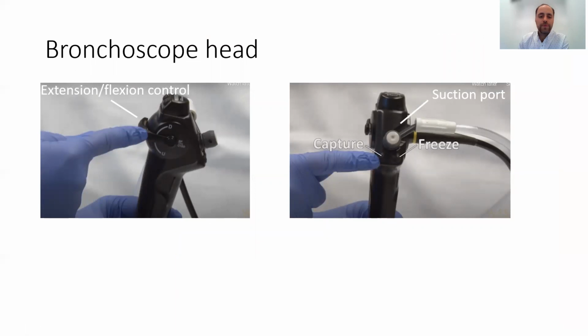The head of a bronchoscope on the back has an extension flexion control such that when it's pushed down, the tip of the scope goes up. And when this is pushed up, the tip of the scope goes down. On the other end here, you have a button to capture an image, a button to freeze the image, and your suction port, which is connected to the suction on the wall.